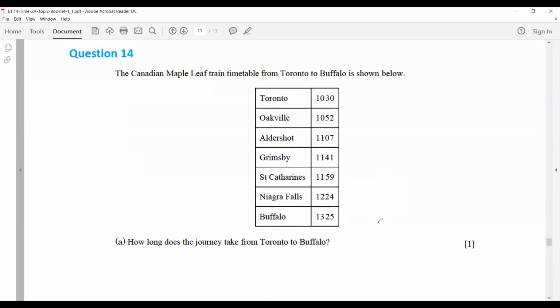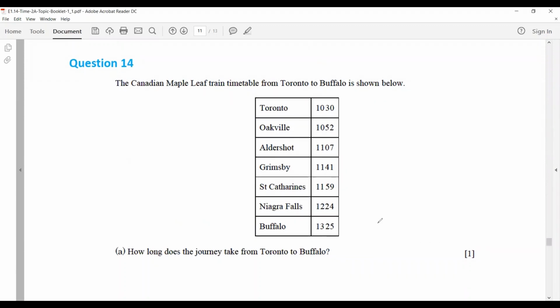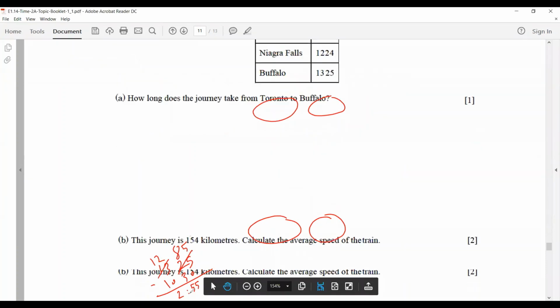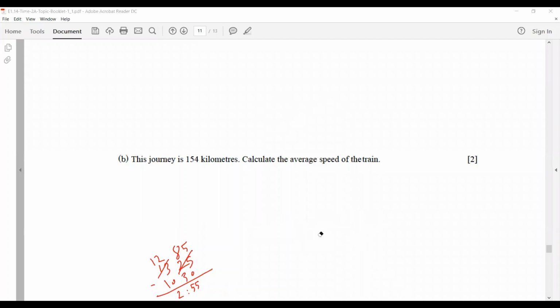Oh, there is one more, and I think we can stop after this. The Canadian Maple Leaf train timetable from Toronto to Buffalo is shown below. How long does the journey take from Toronto to Buffalo? Oh, okay, so that's just a matter of subtraction, right? We just subtract these two, and that gives us the answer. 1325 minus 1030. So that would be 85 minus 30, 55. That would be 2 hours, 55 minutes. The journey is 154 kilometers. Calculate the average speed of the train.